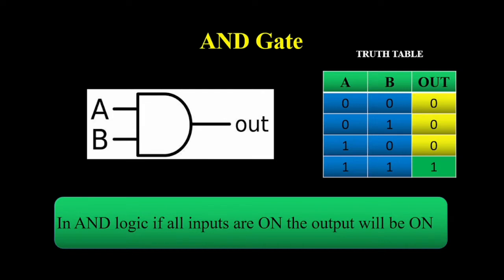Guys, by observing that, you have understood that if all the inputs are 1, the output will be 1. Sorry, 1 is nothing but on and 0 is nothing but off. That is, in the AND gate, if all the inputs are on, then only the output will be on. Otherwise, the output will be off. Okay guys, now let me see about an OR gate.